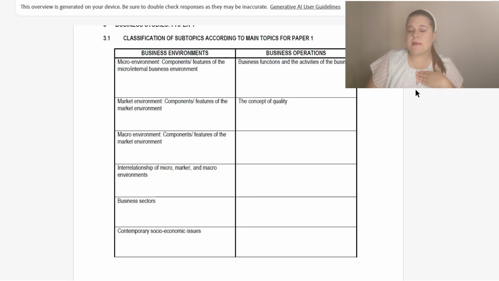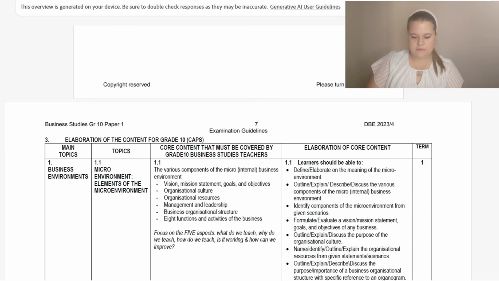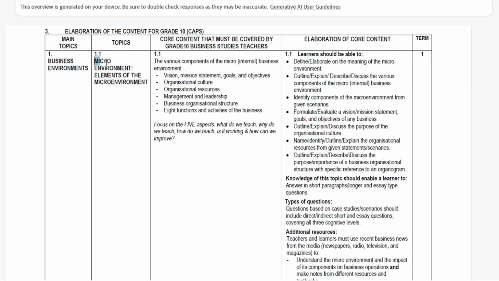Now, if you are unsure about how they can assess these specific chapters, this is where the exam guidelines becomes very important. So if you scroll down beyond this table, you will see here's business environments, microenvironment, right? Here is everything, the components. Then here is important for you learners. Learners should be able to, these are questions, let's look through them. Define or elaborate the meaning of the microenvironment. Outline, explain, discuss, or describe the various components in the microenvironment. Identify components of the microenvironment, and so on and so on.